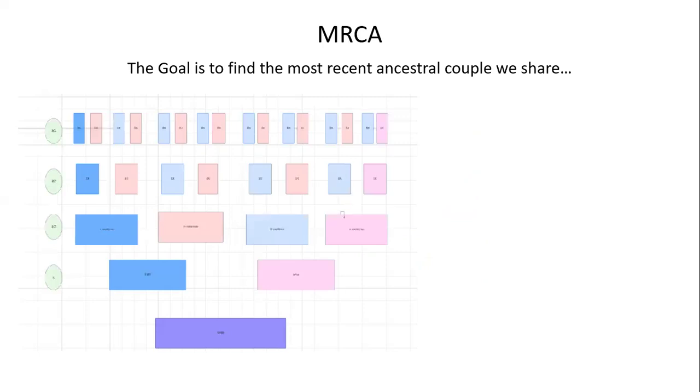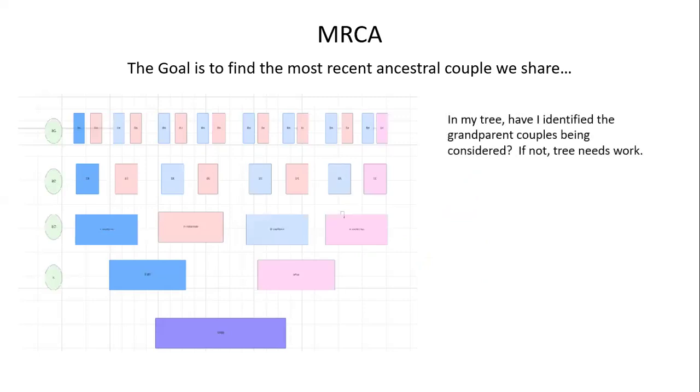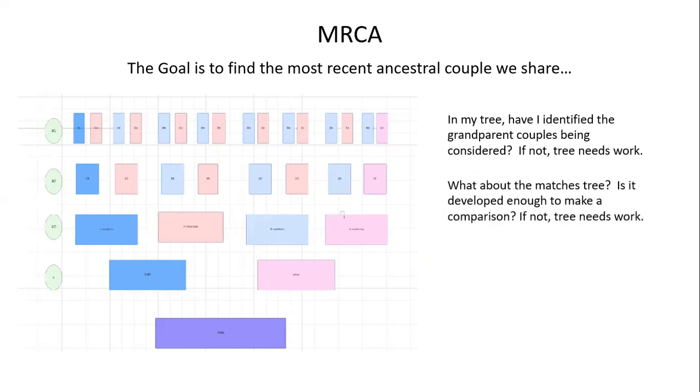What we're looking for is the most recent ancestral couple we share. In my tree, have I identified the grandparent couples being considered? If not, I need to do work. Mine are okay at this point, at this level. What about the match's tree? Is it developed enough to make a comparison? Does it need work? Yeah, we got that big question mark area, don't we? We need to work on that. And don't forget when you're looking at the relationships that it could be half or full.